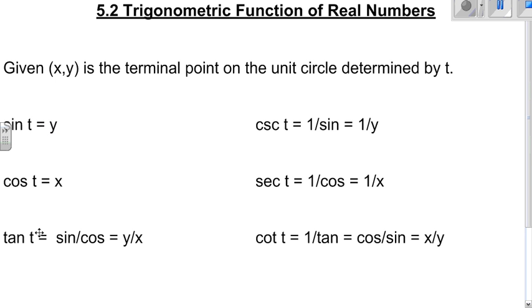Tangent is sine over cosine, which means it would be y over x. And then there are three other lesser-known trig functions. Cosecant, which is 1 over sine, therefore 1 over y. Secant, which is 1 over cosine, and therefore 1 over x. And cotangent, which is 1 over tangent, which would then mean it's cosine over sine instead of sine over cosine, and therefore x over y.